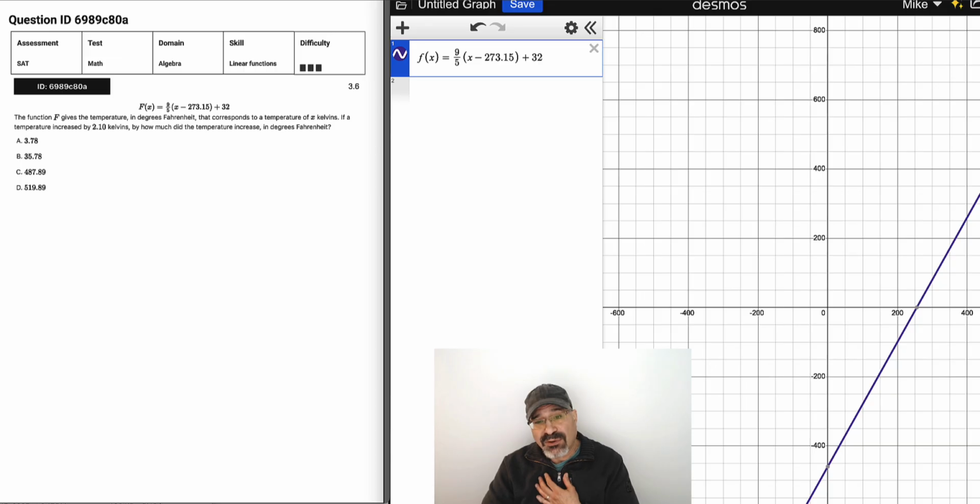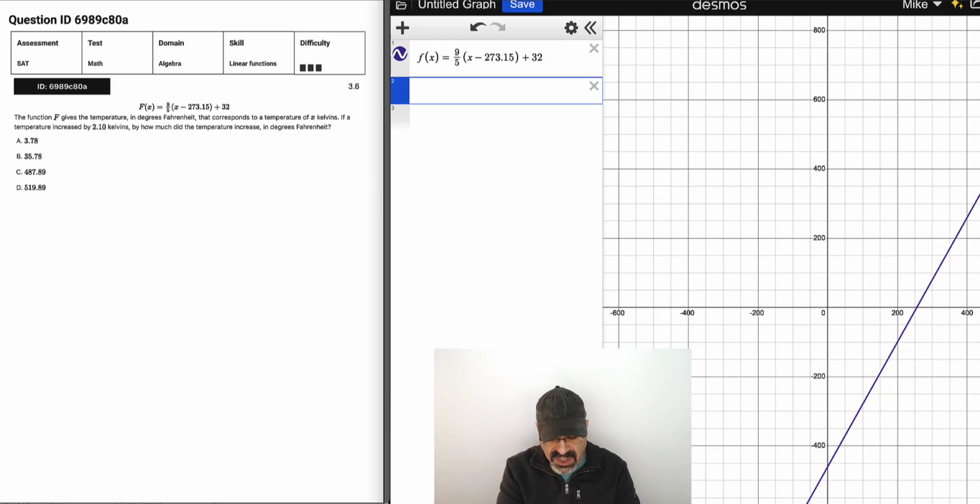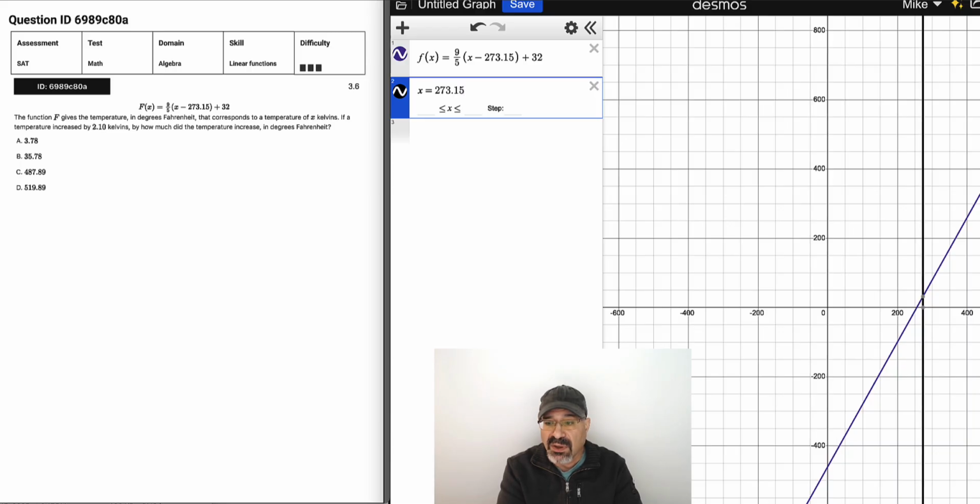I mean, think about it. The question is only asking us what happens when I increase the temperature by 2.1 kelvins, right? So, I mean, we have a line, but that doesn't really help us answer the question. Let's try plugging in numbers. Let's say that x is equal to 273.15.